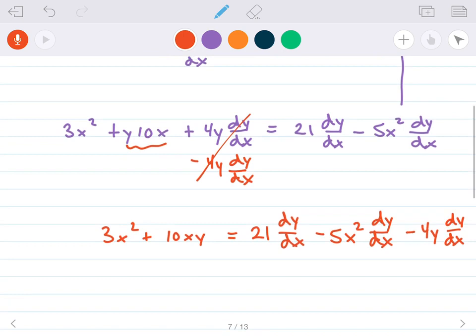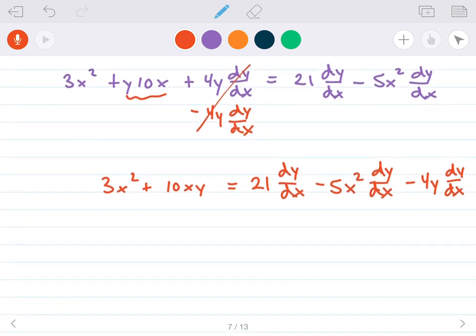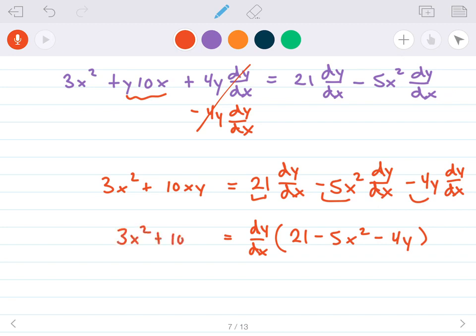All right, now at this point, all my dy/dx terms are on the right side. So what I can do is factor out a dy/dx, because that's what I'm trying to solve for. And then everything comes back on the inside besides the dy/dx, right? So this becomes 21 minus 5x squared minus 4y. And of course, if we were to distribute that dy/dx back in there, we would get exactly what we see above. All right. My last step is to divide both sides by this mess to get dy/dx by itself, because that's my ultimate goal here, to find the derivative.